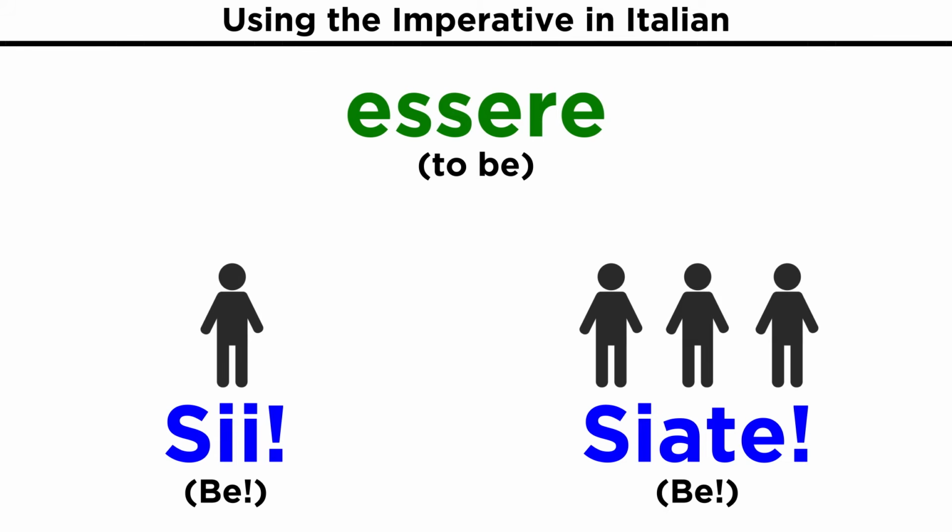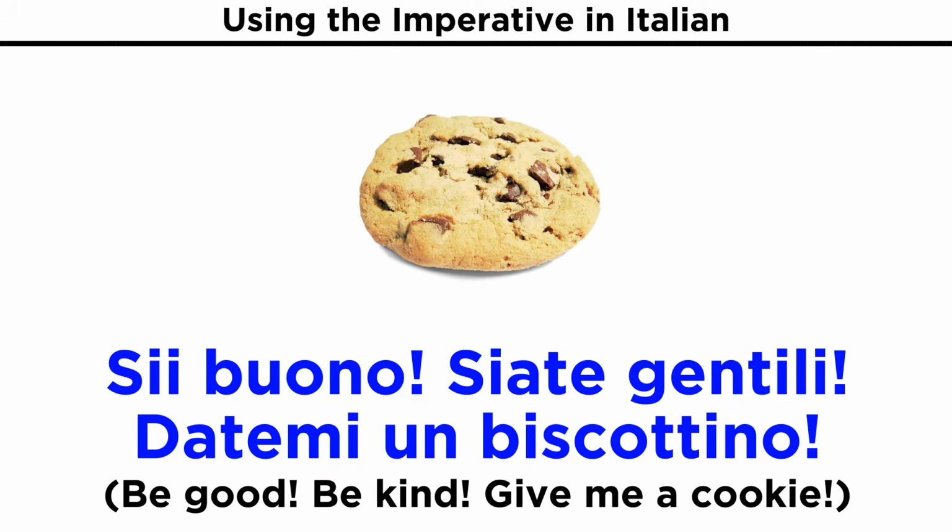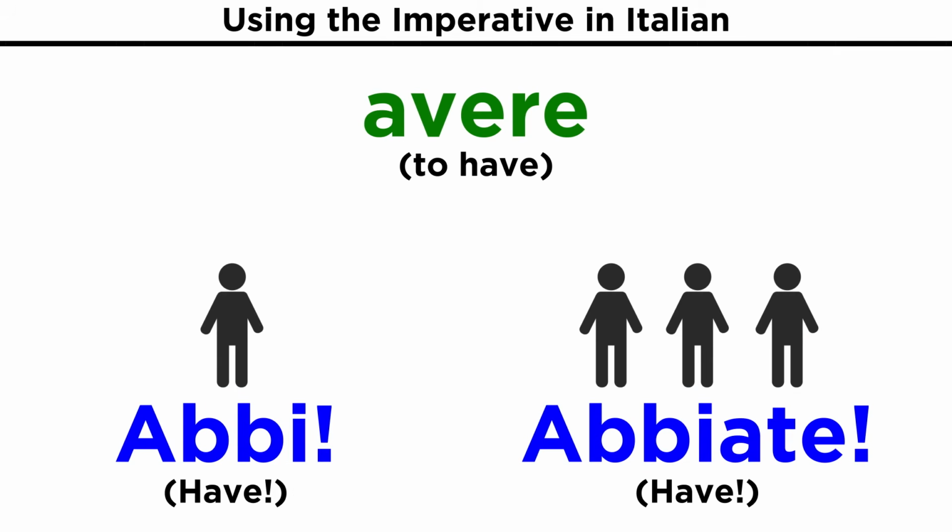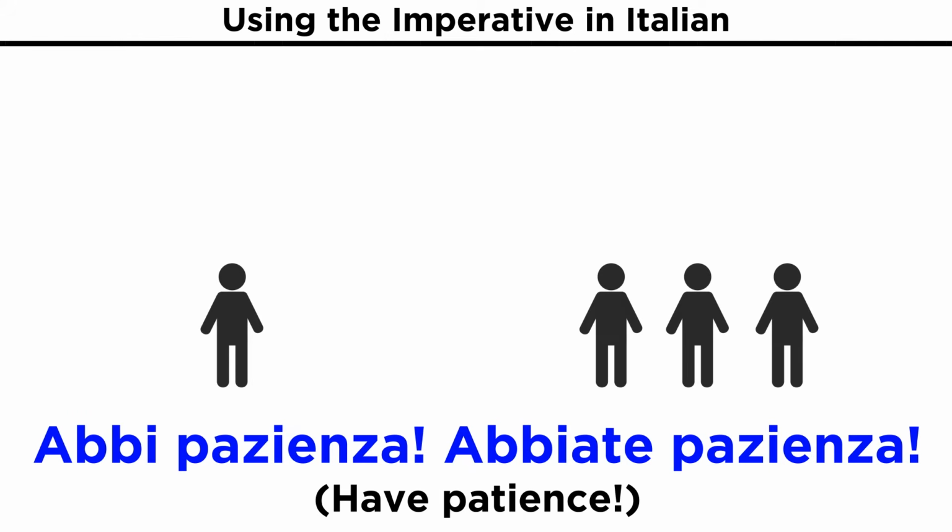Essere becomes sii and siate. Sii buono. Siate gentili. Datemi un biscottino. Avere will become abbi and abbiate. Abbi pazienza. Abbiate pazienza.